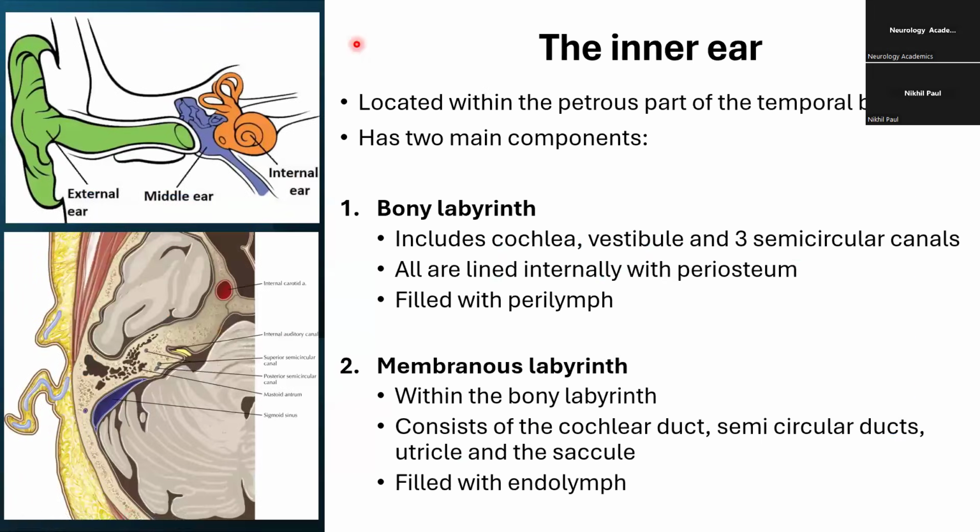So first of all, the basic anatomy of the inner ear. As we know, the inner ear is located within the petrous part of the temporal bone. We have a cochlea, the vestibule, and the semicircular canals. Just think of it as two parts, a bony labyrinth and a membranous labyrinth. A bony part which is outside and the membranous part which is inside.